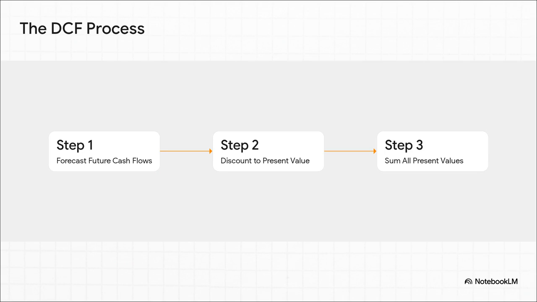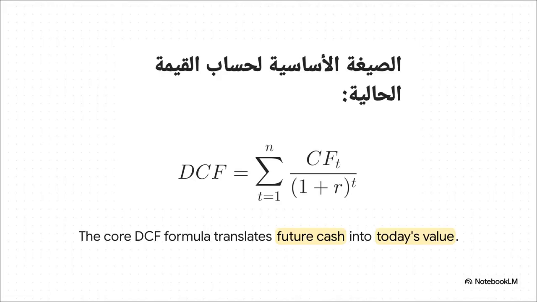The entire process really comes down to 3 big steps. First, you've got to make an educated guess, a forecast of how much cash the investment is going to produce in the future. Then, step 2, you have to discount that future money to figure out what it's worth today. And finally, you just add it all up. That's it. And this is the little engine that makes it all work.